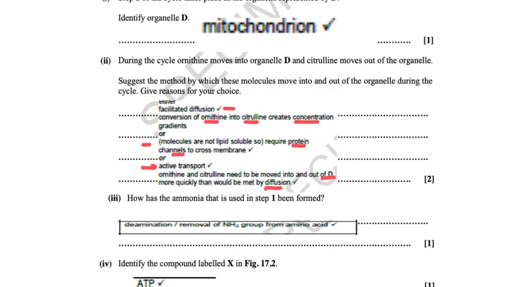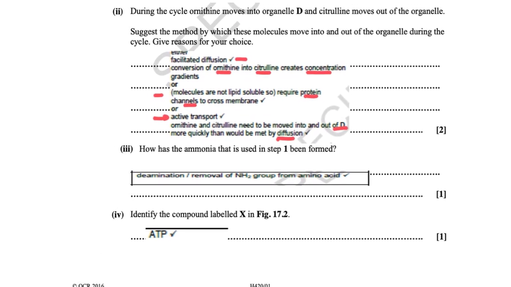Next, how has the ammonia that's been used in step 1 been formed? And this is something you just have to know, and that's due to the deamination of the amine group from the amino acid.